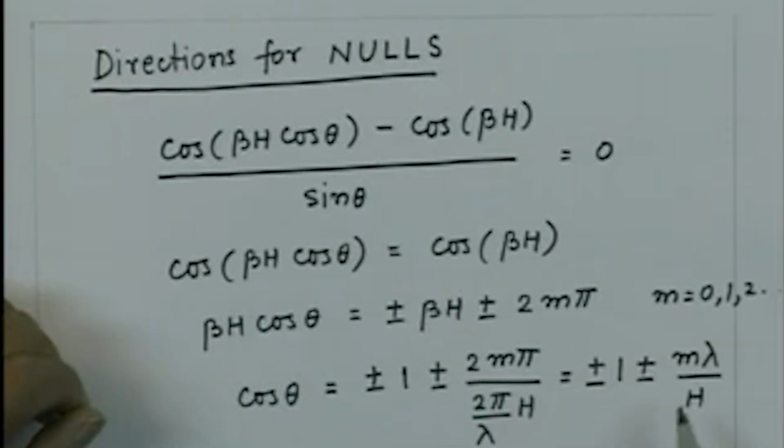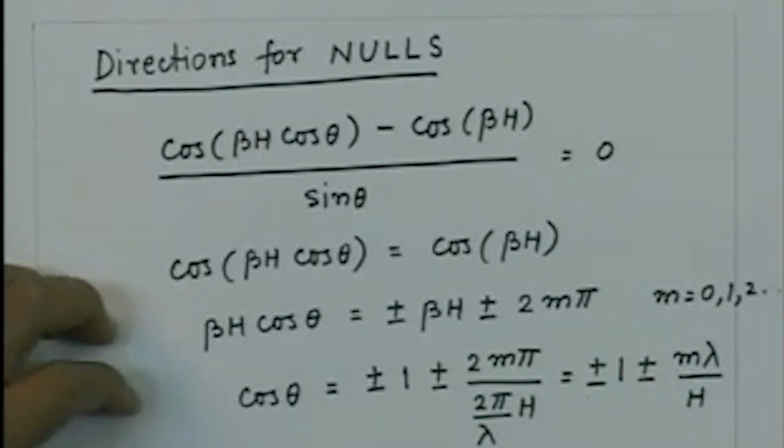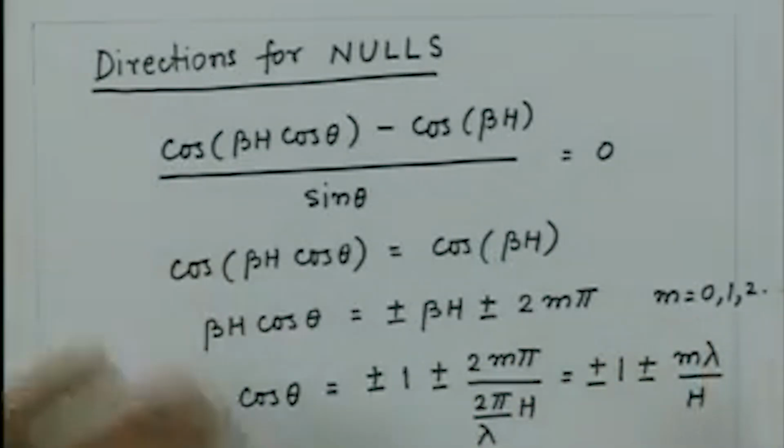So, first thing we notice is as h increases, there will be more and more values of m for which you will have this quantity less than or equal to 1. That means there will be multiple directions in which the electric field will be 0. So, the number of nulls will increase as the length of the dipole increases.